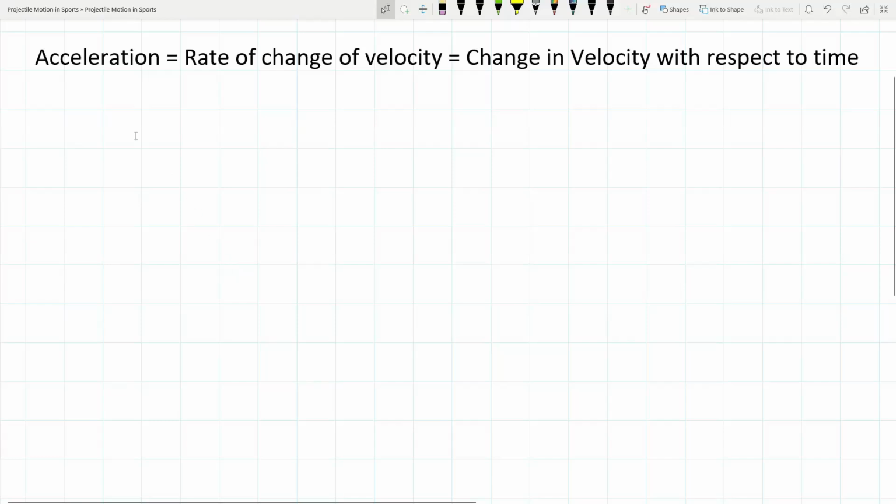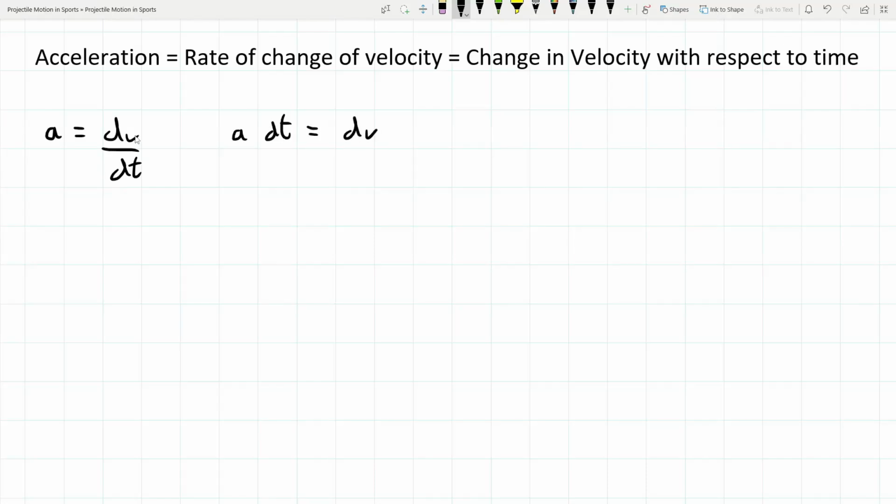So, we know that acceleration is the rate of change of velocity, which is the same as saying it's the change in velocity with respect to time. So that means we can write it as a equals dv over dt, the change in velocity with respect to time. So if we multiply both sides by dt, we get a dt equals dv. So this is a differential equation.